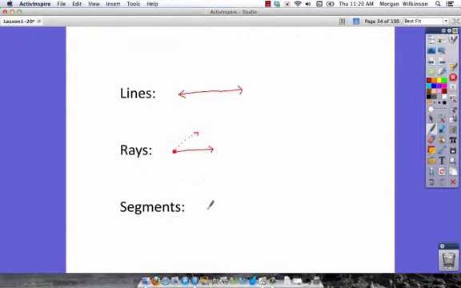A segment, well, we just saw a segment. It has a start and it has an end. And we'll show that start and the end with dots. It doesn't matter if it goes from left to right or right to left because it's starting and finishing either way.